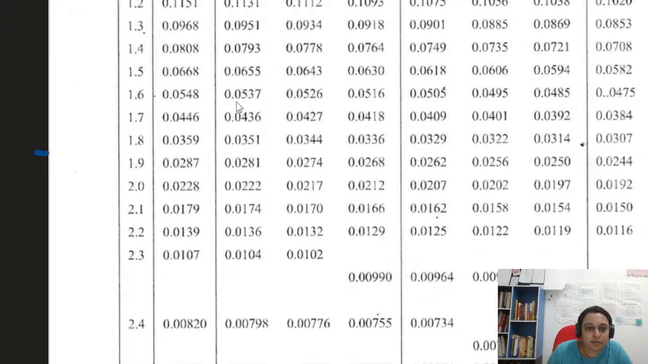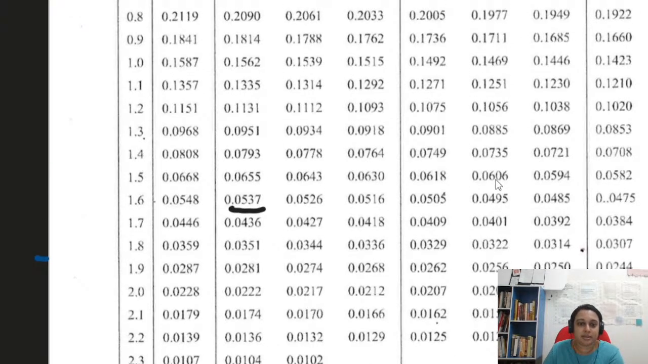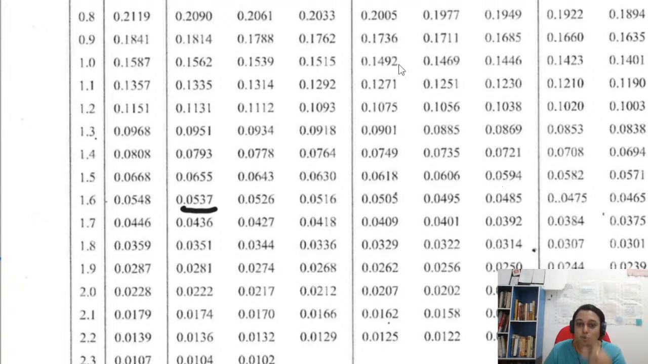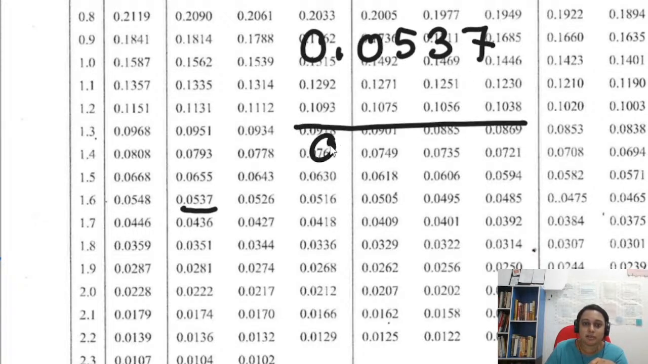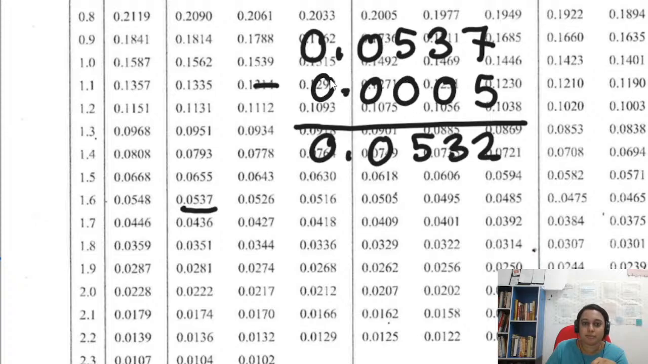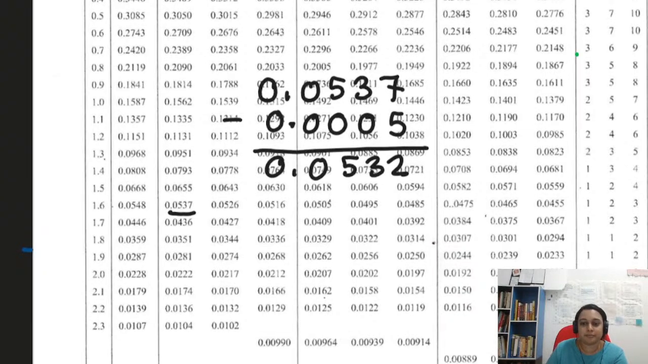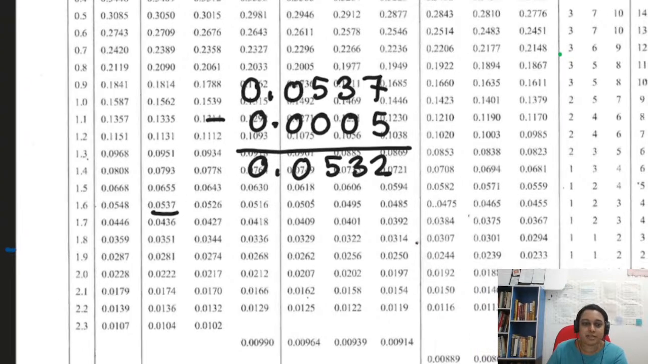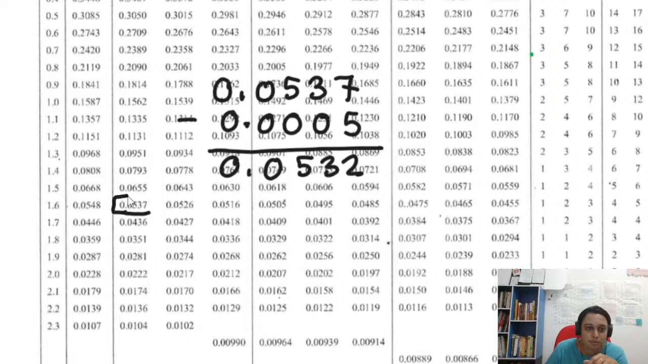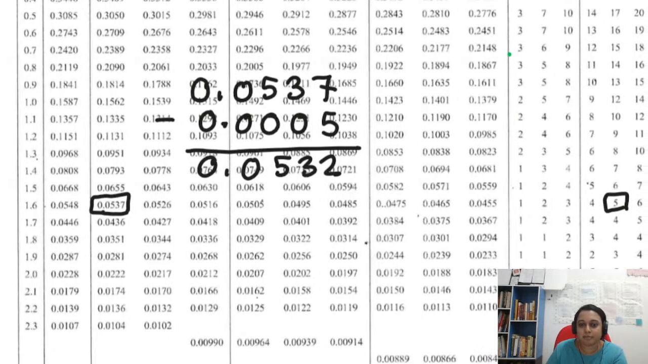Okay, 0.0537. Teacher got 0.0537. Okay, if I want to make it 0.0532, teacher nak jadikan dia 0.0532. So, I kena tolak dengan berapa sini? 5, betul tak? Must tolak with 5, right? Okay, so you go behind. See lah which one got the 5 or not. You see which one, if got 5 means, you choose. Okay, so this one, tolak with 5.